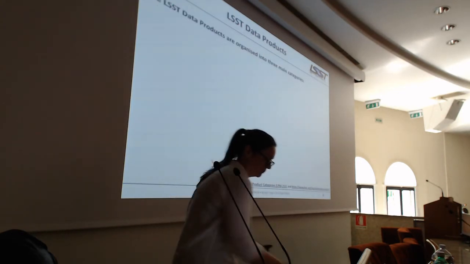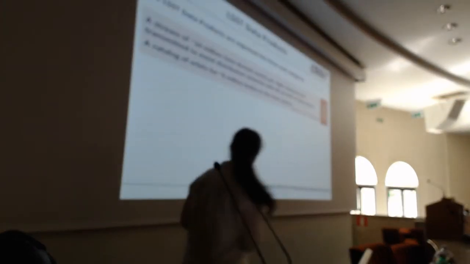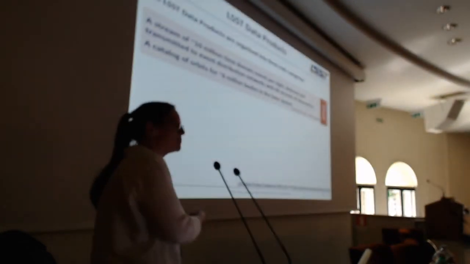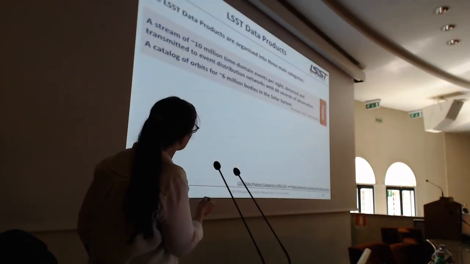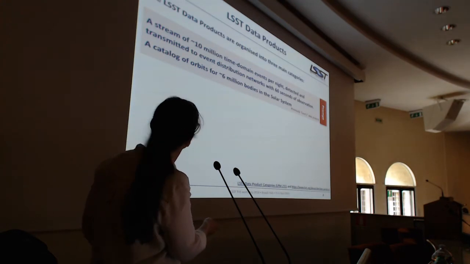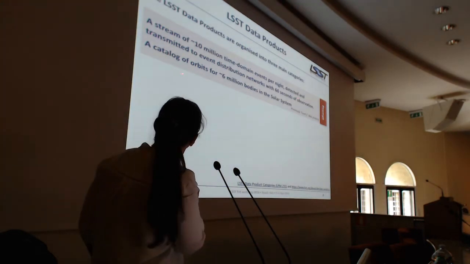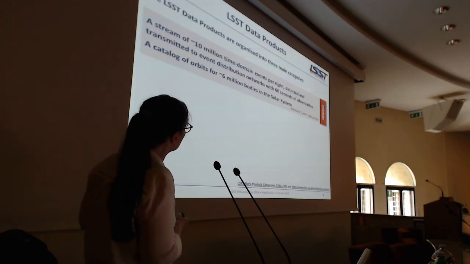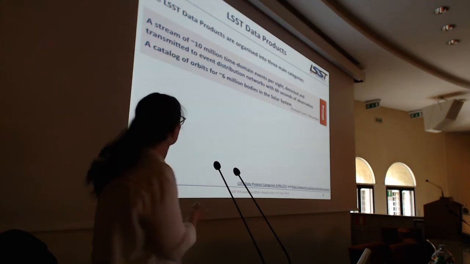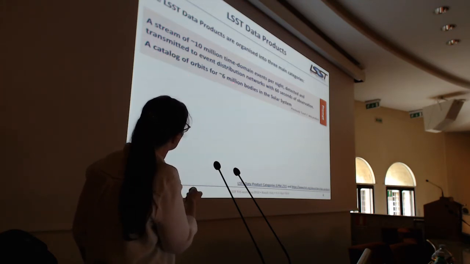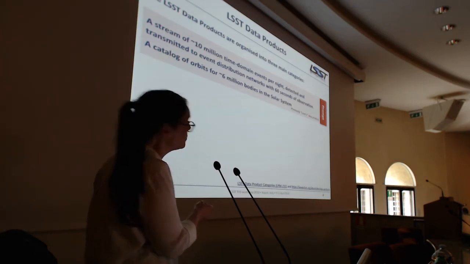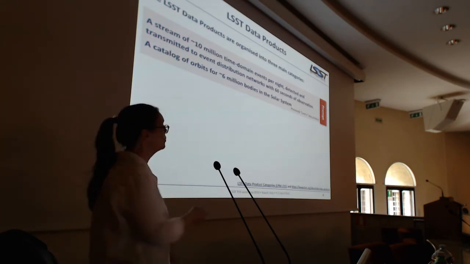So, the LSST data products. Federica has already shown you this as well, but I'm going to go into a little more detail about what happens inside of these. They're organized into three main categories, and you can find the detailed descriptions in the LSST data product categories document. The prompt data products are a stream of about 10 million time domain events per night, detected and transmitted to an event distribution network within 60 seconds of observation. There will also be a catalog of orbits for about 6 million bodies in the solar system. And as Federica pointed out, quite importantly, these used to be called level 1 products. We don't call them that anymore. We call them prompt data products.